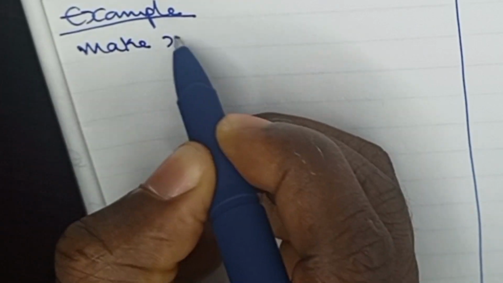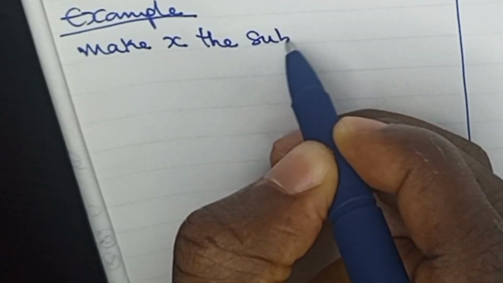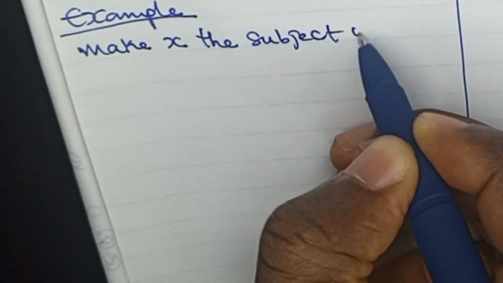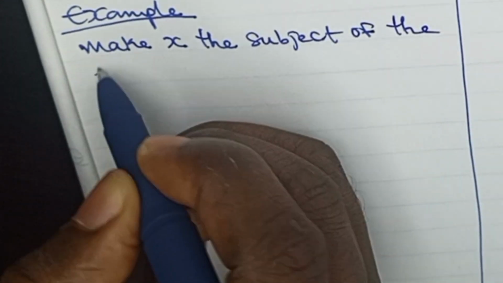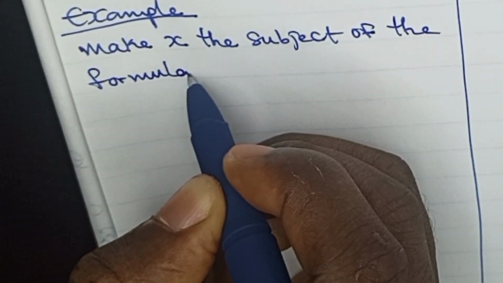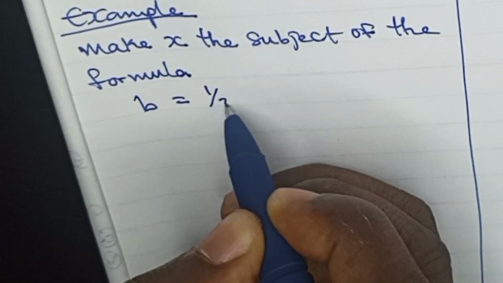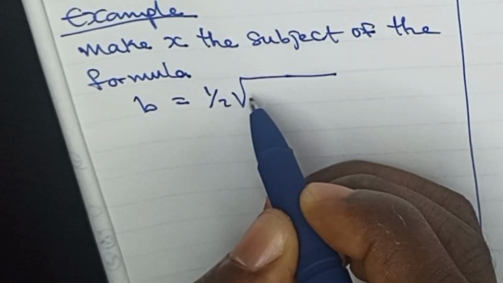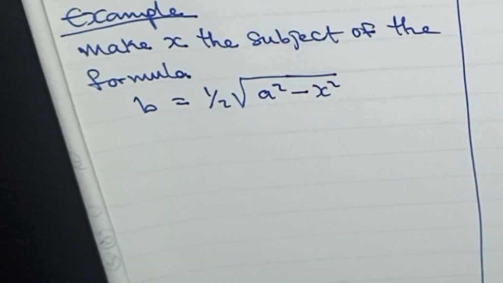Make x the subject of the formula. So b is equal to 1 over 2 square root of a square minus x square.